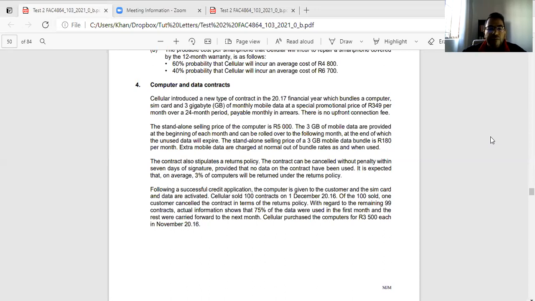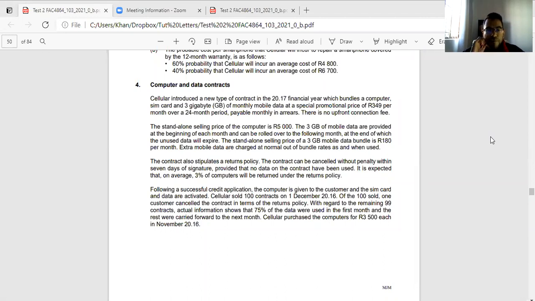The contract also stipulates a returns policy. The contract can be cancelled without penalty within the 7 days of signature, provided that no data on the contract have been used. So within the first 7 days, if no data has been used, you can return the thing without needing to pay any amount. If data has been used, I presume the penalty would be that you have to pay pro rata only for the data, if it's within the 7 days. Remember, beyond the 7 days, the return policy is over.